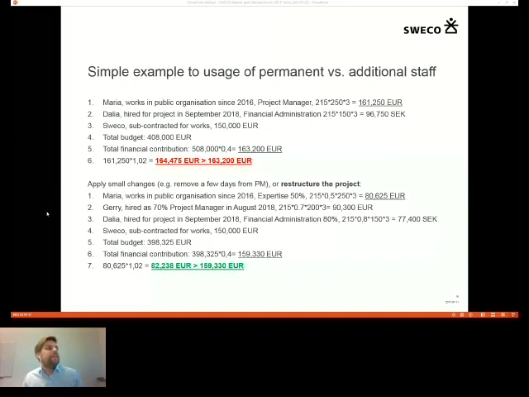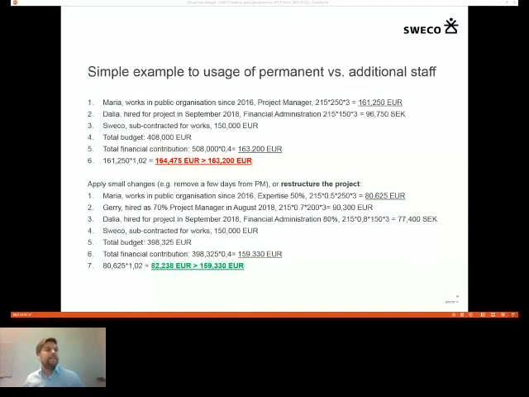Then you could either apply a small change, for example, that you remove a few days from the project manager's account. This will decrease the cost of permanent staff. Or you can restructure the project and follow the wishes that the European Commission has put for this. And this would be to hire Maria.